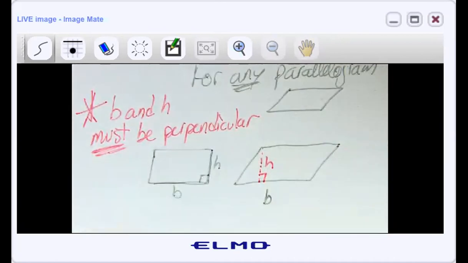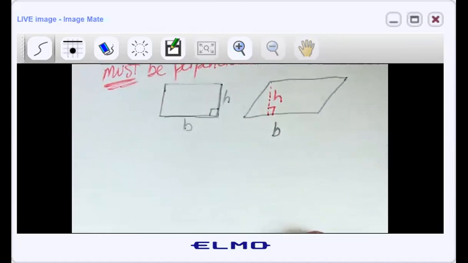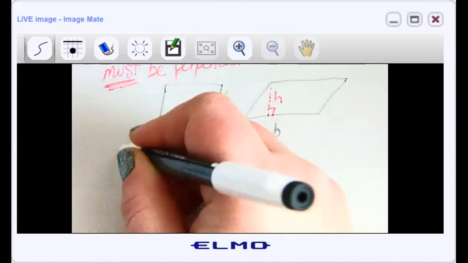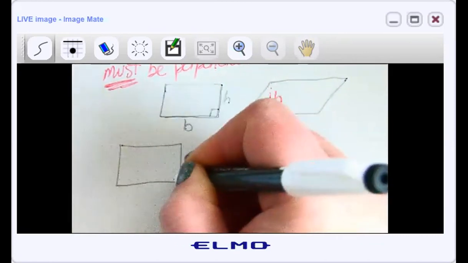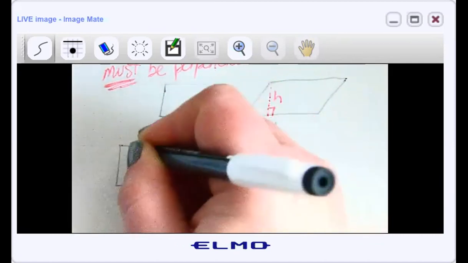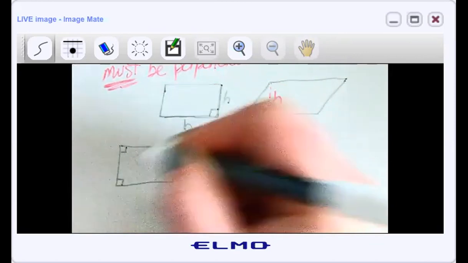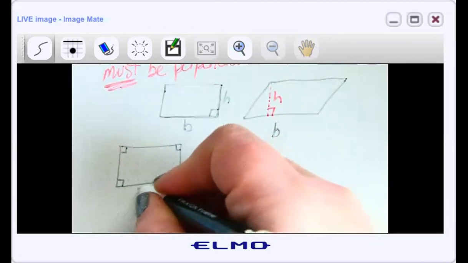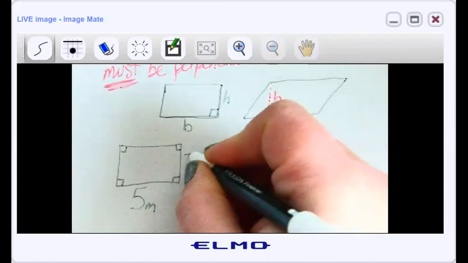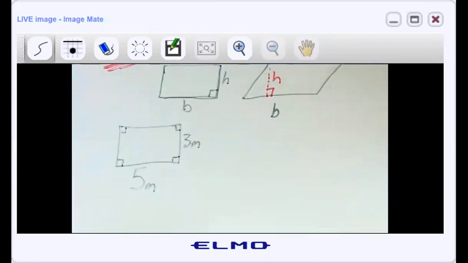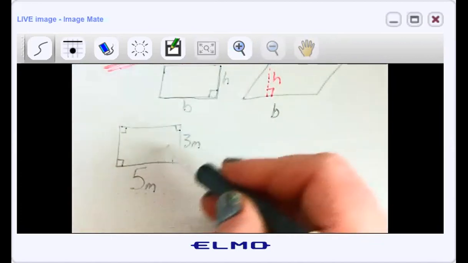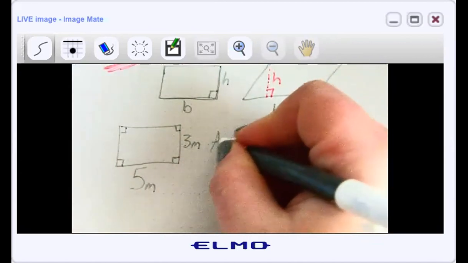Okay, so let's talk for a minute about the units and how we actually do this. So let's just start with a rectangle. So this thing is a rectangle. All four corners are 90s. Great, great, great. Let's say that this is 5 meters, and let's say this is 3 meters. So if I want to find the area, I'm finding the space inside the whole shape, all I have to do is base times height.